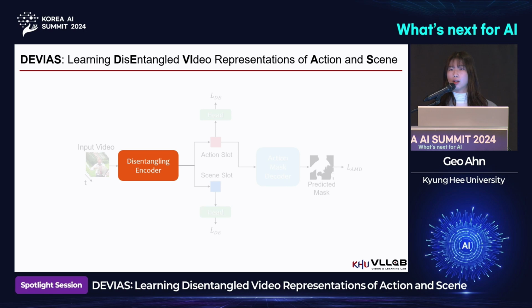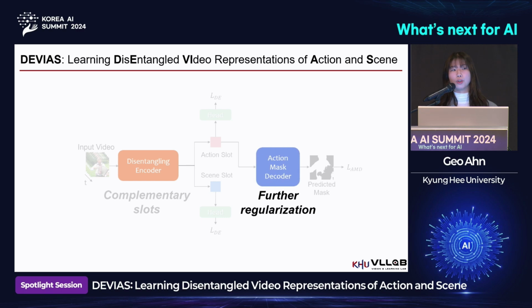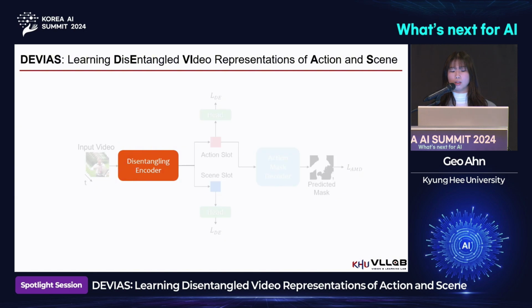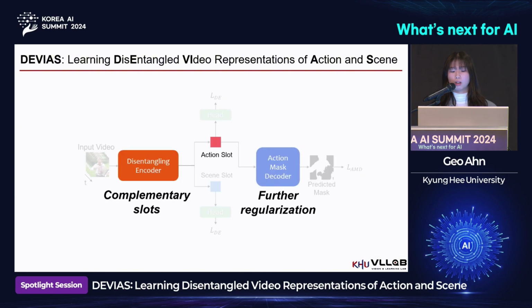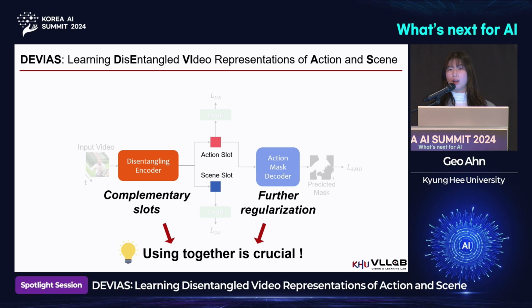We use the disentangling encoder with slot attention. It learns complementary slots from the entangled backbone features, and we want to add regularization to our slots, so we employ the action mask decoder and let the action slot predict an action mask. Thanks to the complementary nature of slot attention, we can guide the action slot and have the same effect as guiding the scene slot. So using the DE and AMD during training is crucial for disentangling.